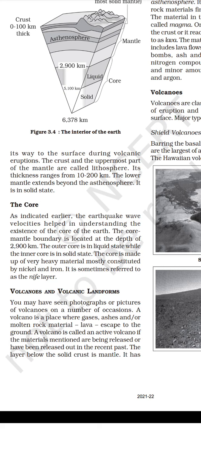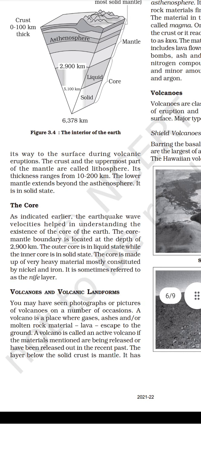The density of material at the mantle-core boundary is around 5 grams per cubic centimeter, and at the center of the earth at 6300 kilometers, the density value is around 13 grams per cubic centimeter. The core is made up of very heavy material, mostly constituted by nickel and iron. It is sometimes referred to as the NiFe layer.